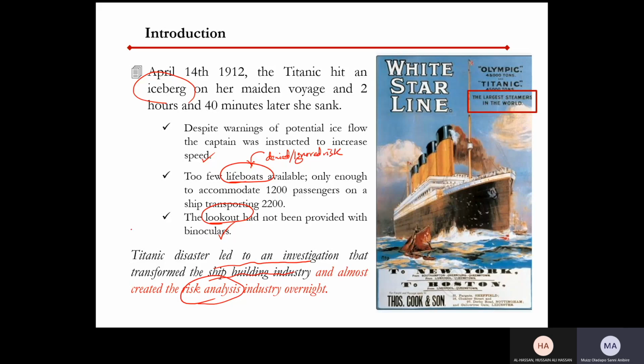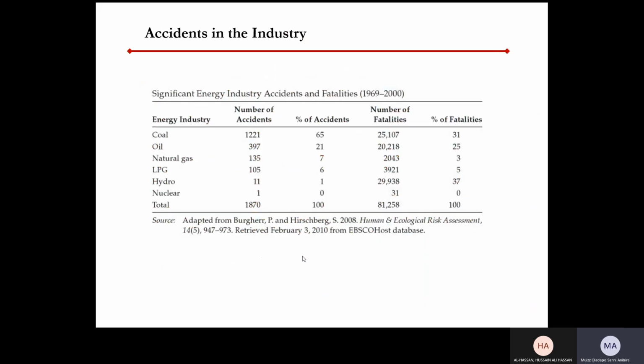That is different from saying that safety in general also has its own history. When you talk about safety in general, from the time of Hammurabi, if you remember from our previous lessons, we could talk about the history of safety in another way. So let's look at it this way. Firstly, we've had recorded accidents and fatalities from 1969 to the year 2000 in various industries like the coal industry, the oil industry, natural gas industry, LPG industry.